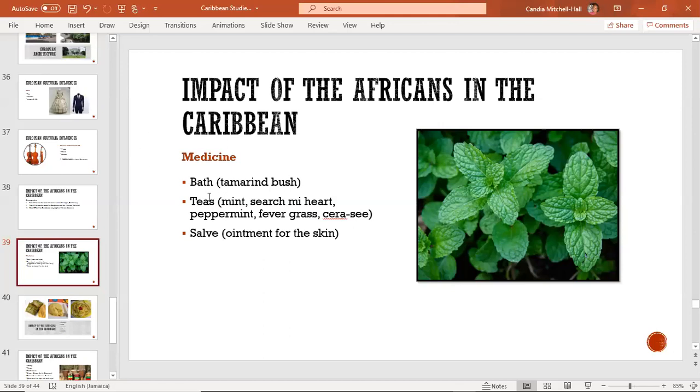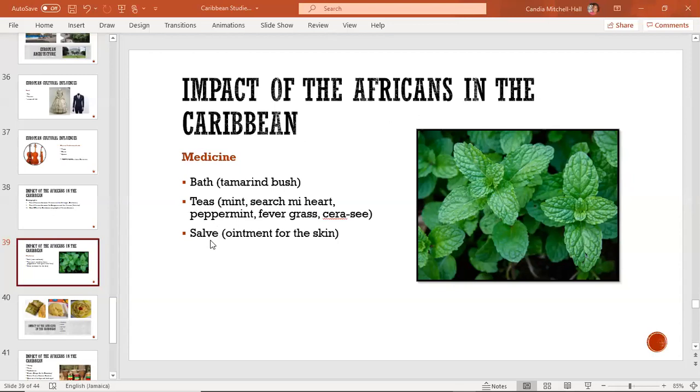So teas, all these teas, ladies, are very African teas. I believe they mint. This mint here, some people use it to cook, while others would drink it. You have tea like Search My Heart, Thirsty tea. Anybody else ever had that before? The Thirsty tea? Yes, sir. All right, you should try and have it. It's a little bitter, but it should.